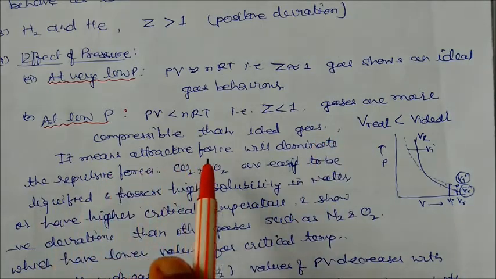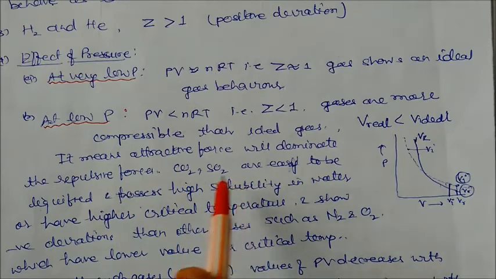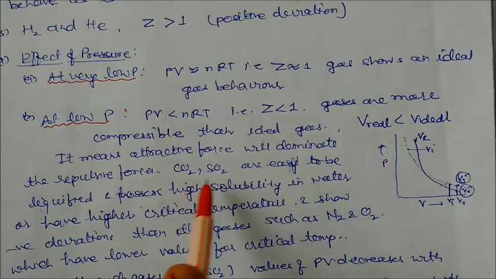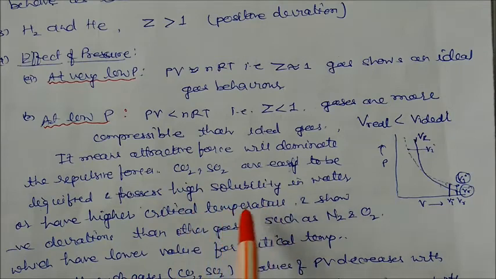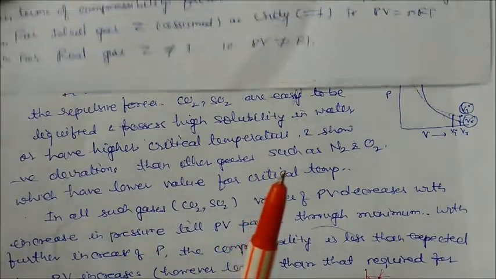It means that attractive forces will dominate the repulsive forces, and carbon dioxide and sulfur dioxide are gases that are easy to liquefy and possess high solubility in water. They also have a higher critical temperature. That's why these gases are very soluble in water. So one factor is the Z factor and one factor is critical temperature. That's why they show negative deviation compared to other gases such as nitrogen and oxygen, which have lower critical temperatures. You can see this in the diagram also.